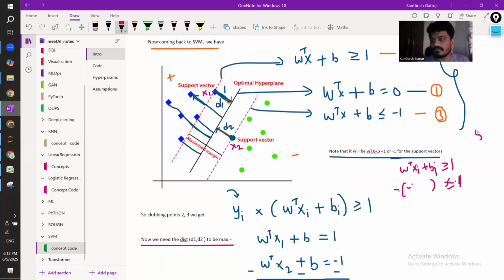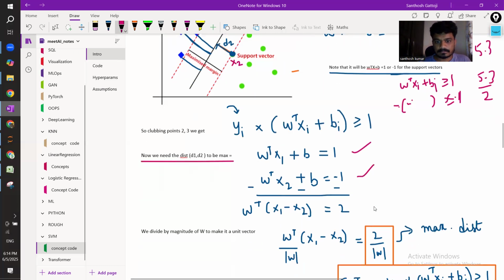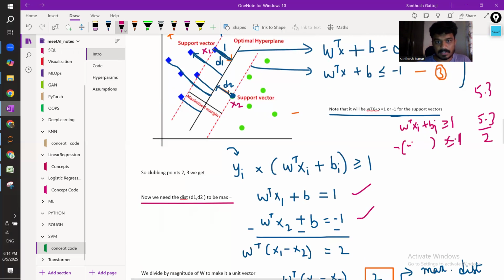What is the distance between 5 and 3? 5 minus 3, 2, right? Similarly, we'll subtract these two equations. One equation is W transpose X1 plus B equal to 1, and W transpose X2 plus B equal to -1. Now what we are going to get, W, x1, x2, y. These are some other points.